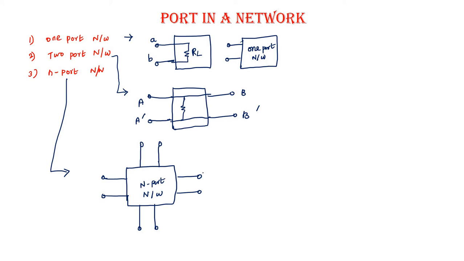The driving source may be connected in more than one pair of terminals. Okay, this is one way of representation. This is another way of representation. N-port network. Here this is a pair of terminals, a lot of pairs of terminals. There are N numbers of pairs available. Okay, these are the different ports available in a network.